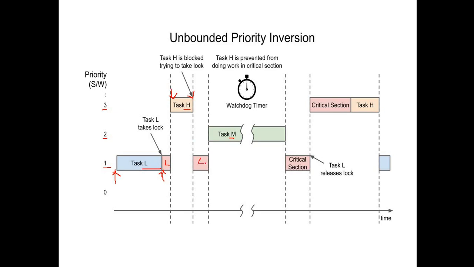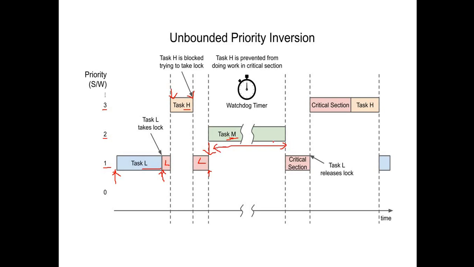So the task L will continue its execution in the critical section. It holds the lock. Task L will continue its execution. By the time it is continuing its execution, the task M will come for execution and this task M will preempt task L because the priority of M is greater than the priority of the task L. Then task M will go for execution and it completes its execution.